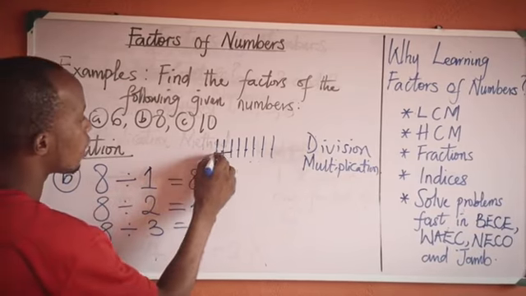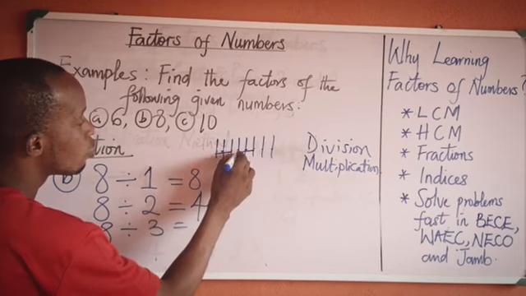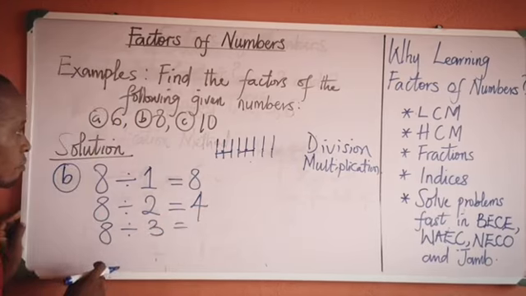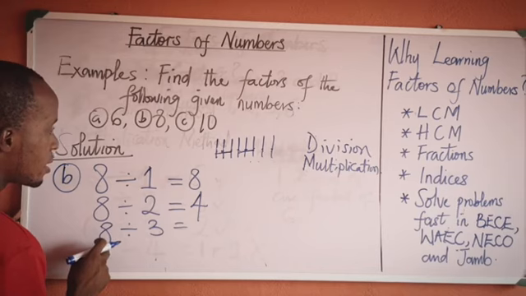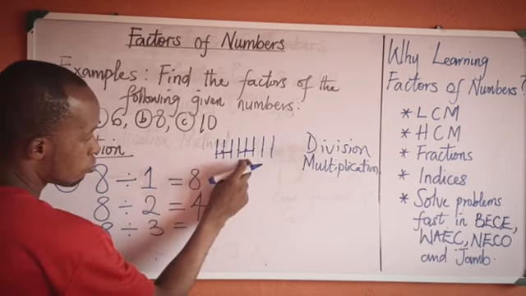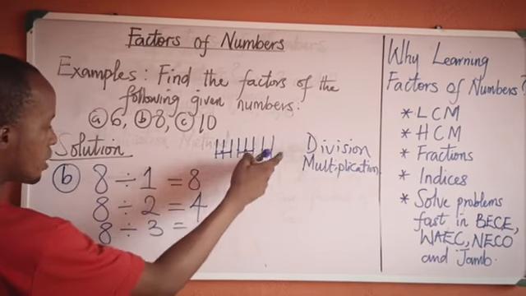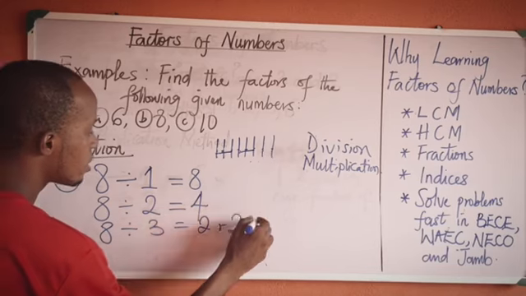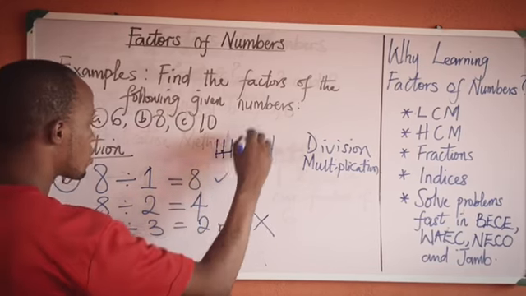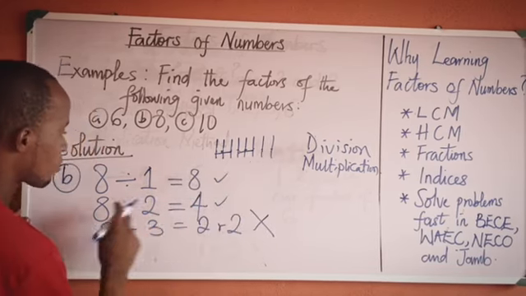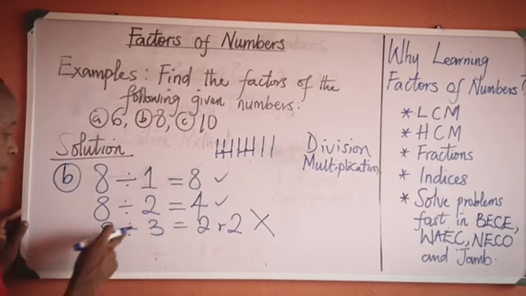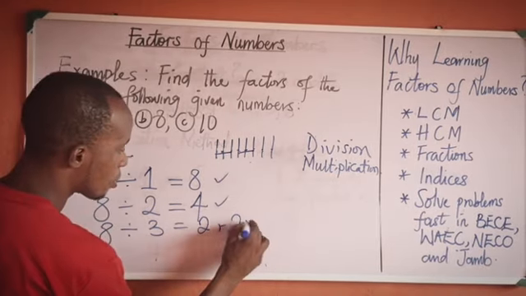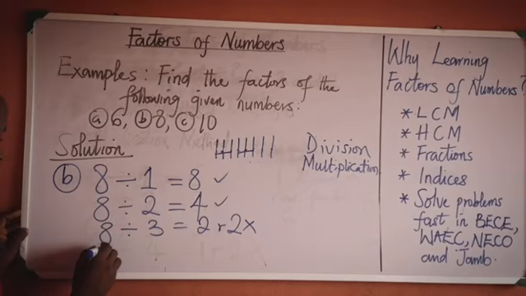1, 2, 3, that's 1. 1, 2, 3, that's 2. 1, 2, it's not up to 3. So how many times does 3 divide into 8? Just 2 times, remainder 2. So this is not a factor. Of course, 1 and 2 are factors, and 3 is not a factor of 8. I move to the next whole number.